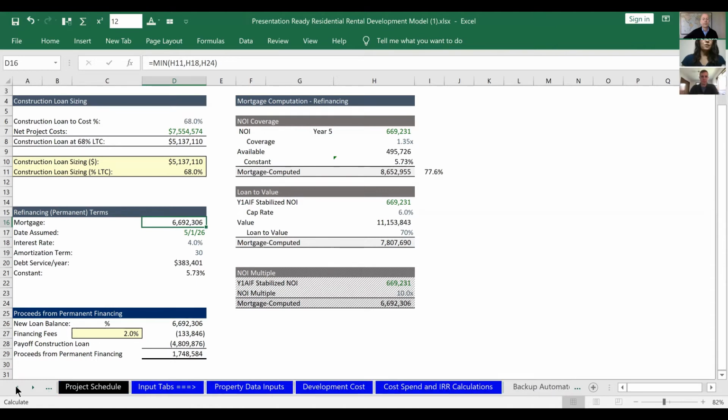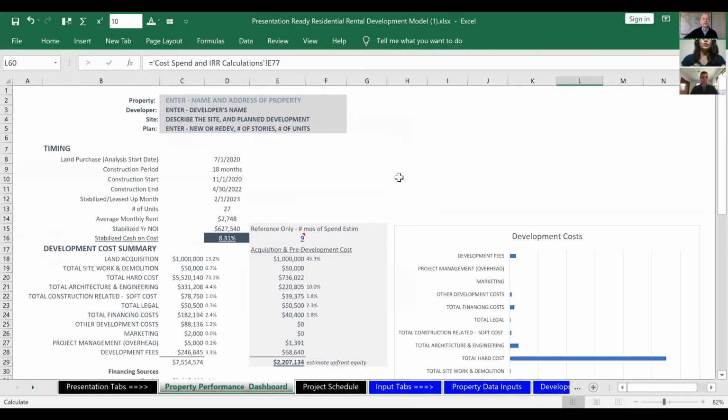Then we can look at what the presentation tabs look like. This is a dashboard that shows your property performance overall. It has the timing. It has the metrics that I talked about, the stabilized cash on cost, which is your stabilized NOI over cost. You have your development costs. Over here is a little toggle where you can see how much spend you have over the next couple of months.